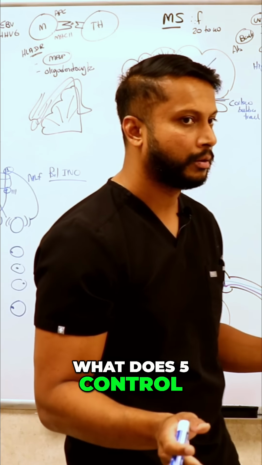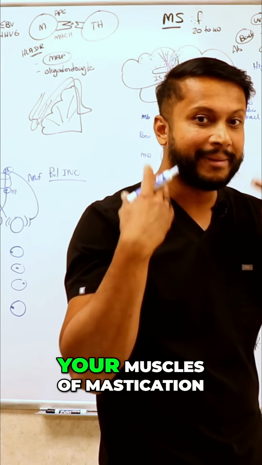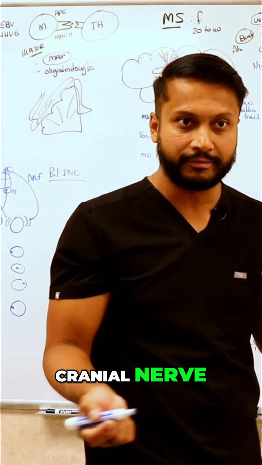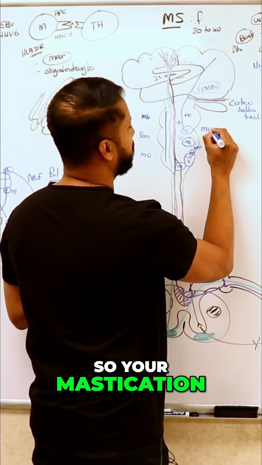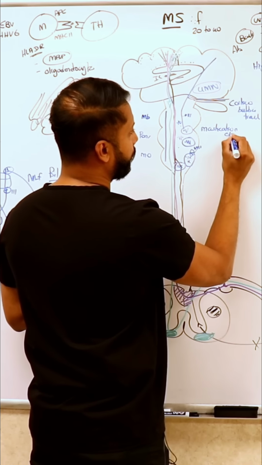Now when you think about 5, let's start with that. What does 5 control? Muscles of mastication, right? Your muscles of mastication in your face are supplied by your 5th cranial nerve, right? So your mastication is going to be affected.